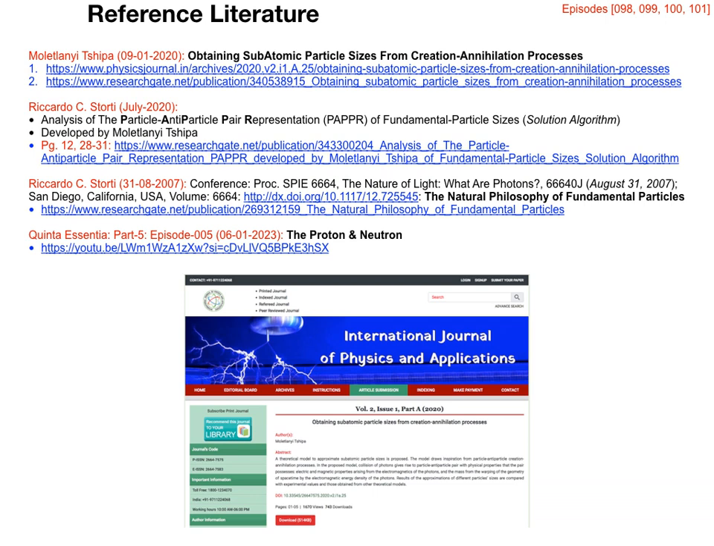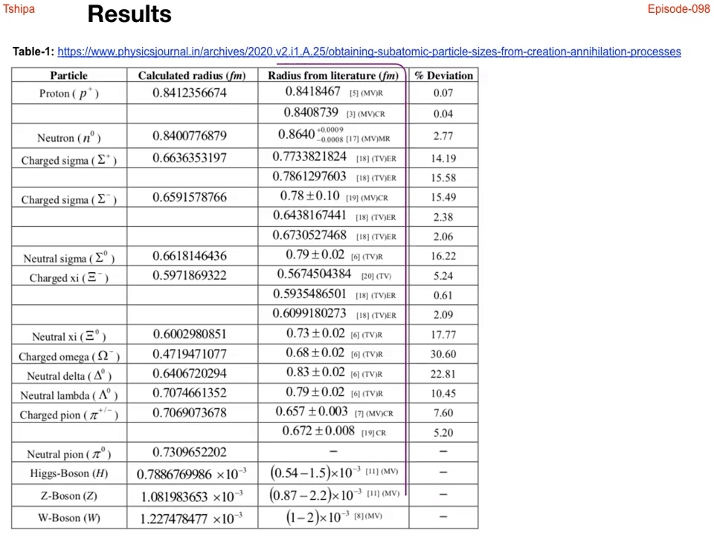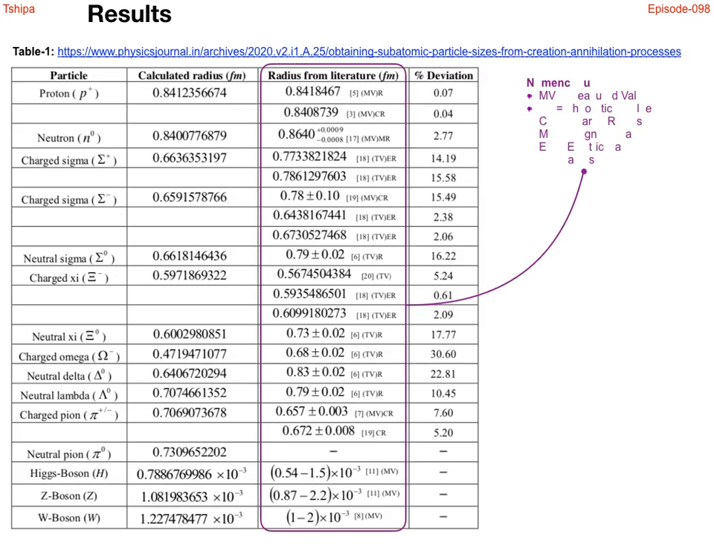Well, assuming that you have followed my instructions, let's review Tshipa's results from episode 98. Tshipa's results contain 3 columns of quantitative information, that is, his calculated radii, the radii from a literature review, and the percentage deviation between them. As you can see, we have boxed the column containing the radii values from Tshipa's literature review. Why have we done this? Well, we have done this because no direct connection exists between Tshipa's calculated radii values and the electromagnetically associated radii values obtained from his literature review.